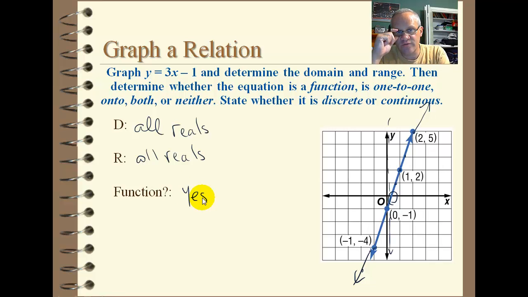Is it a one-to-one function? For each x, is there a unique y? When x is 1, there's only one y. When x is 2, yes, there's only one y. It seems like that's true. For each y, is there only one x? When y is 1, is there only one x? Yeah. When y is 2, there's only one point here. So it looks like it's both one-to-one and onto in this case. And of course, it's a line, not a bunch of dots, and so it's continuous.